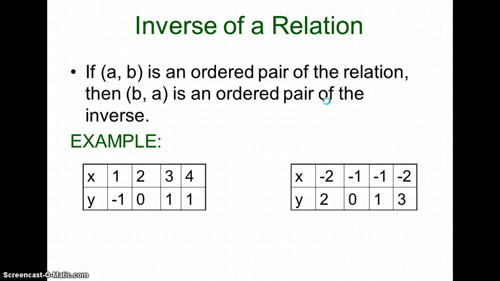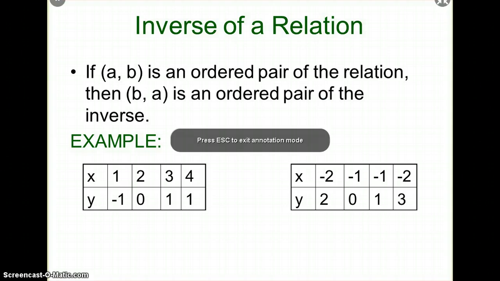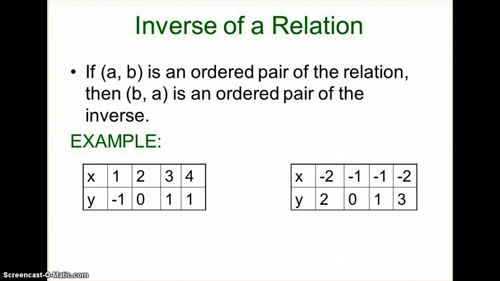When you get a list of ordered pairs, like in the case of a relation, it's very simple to switch the ordered pairs. For example, this ordered pair would normally be 1, -1. But if I want to do the inverse, I switch the order of those ordered pairs, and the inverse is now the ordered pair -1, 1. For graphing purposes, the -1 now becomes the x, and the x becomes the y. So we are actually switching them.